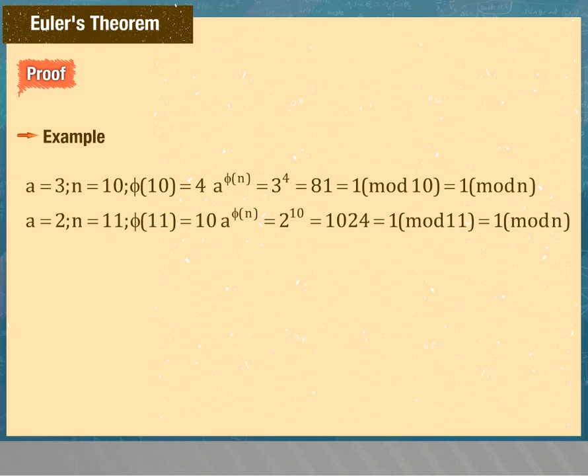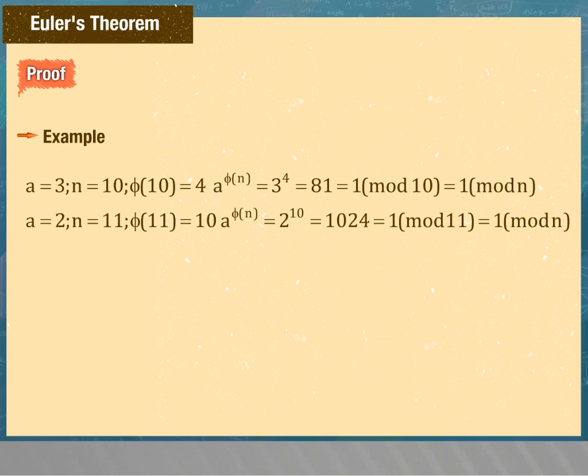Example: a is equal to 3, n is equal to 10. Phi of 10 is equal to 4, so a power phi of n is equal to 3 power 4, which is equal to 81, which is equal to 1 mod 10, that is, 1 mod n.